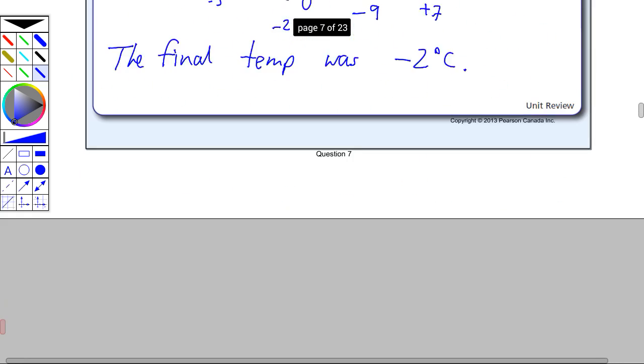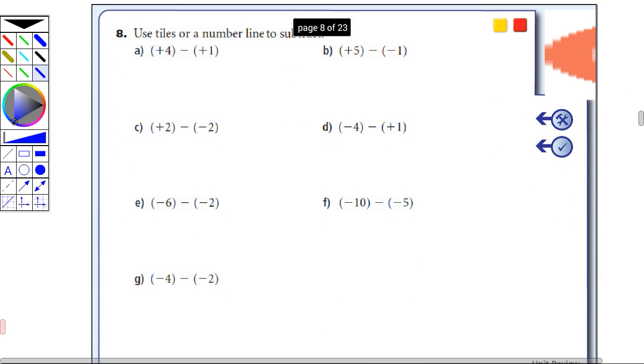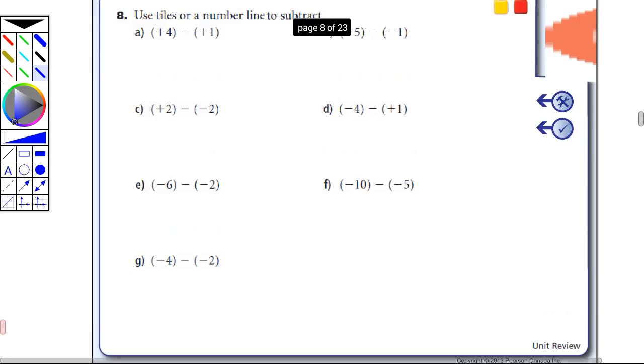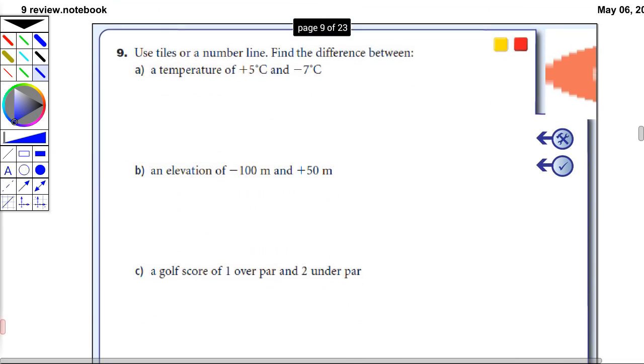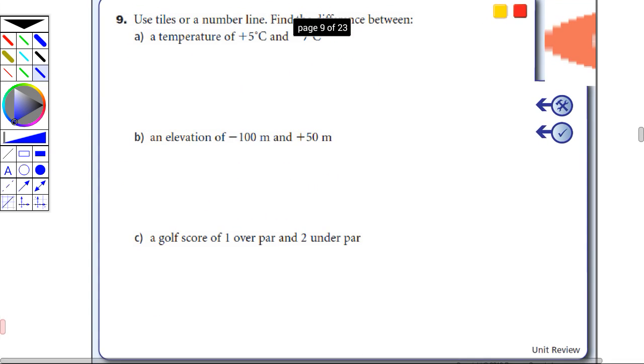And let's look at number 9. We're going to skip number 8. You can do that on your own. Look at the answer sheet. Here's number 9. You don't need tiles here. We're going to use the number line. Find the difference between a temperature of plus 5 and minus 7. So these are my two temperatures. Important to write that down. And difference, of course, means subtraction.